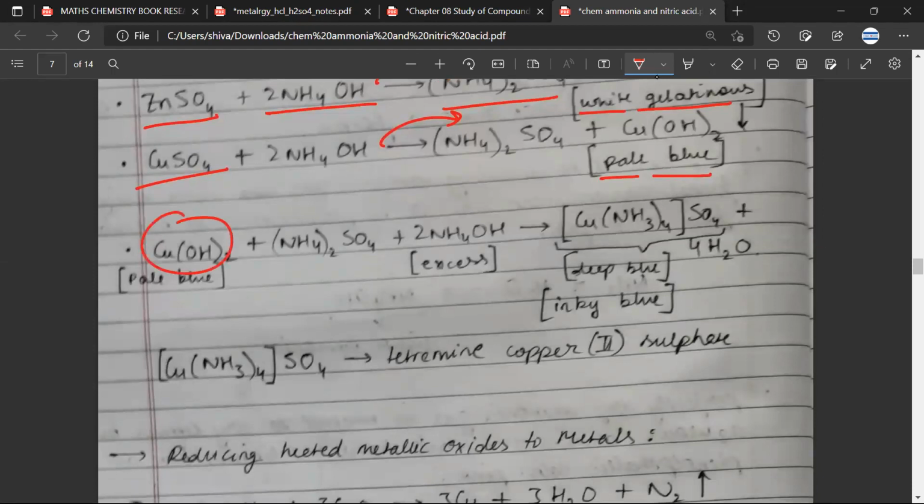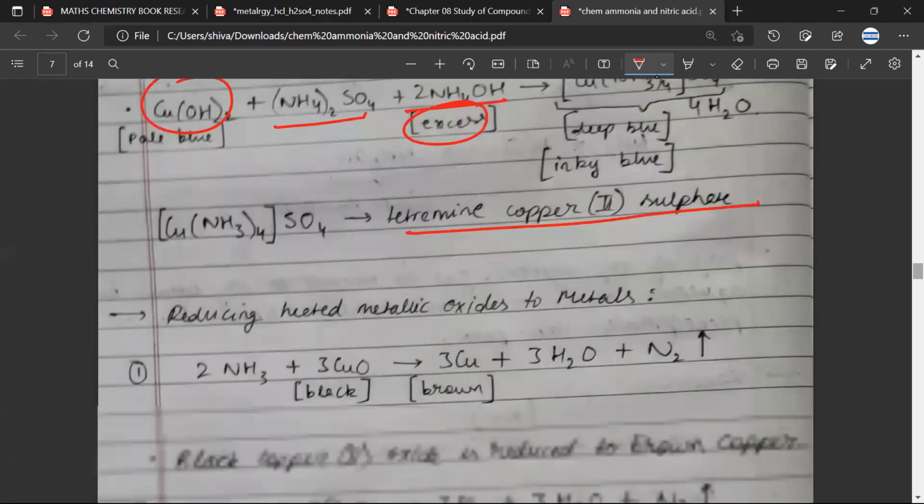Copper hydroxide plus ammonium sulfate plus ammonium hydroxide in excess produces tetraammine copper sulfate plus water, and the color of tetraammine copper sulfate is a deep blue or inky blue solution. So either of these two. Okay, so let's move on.